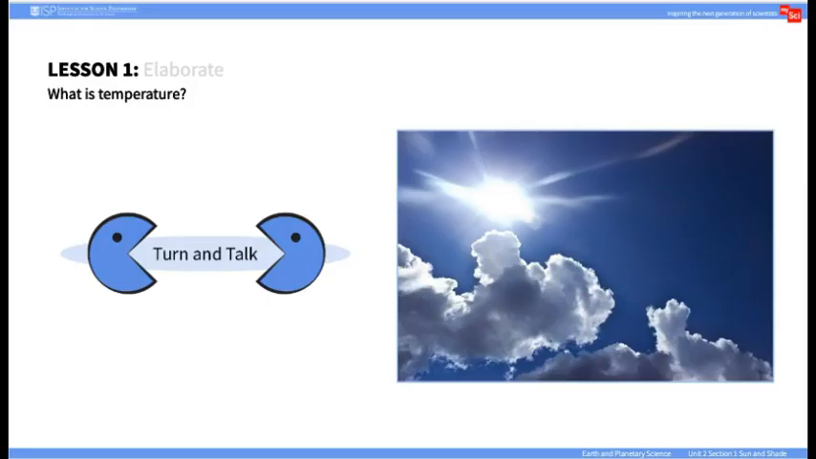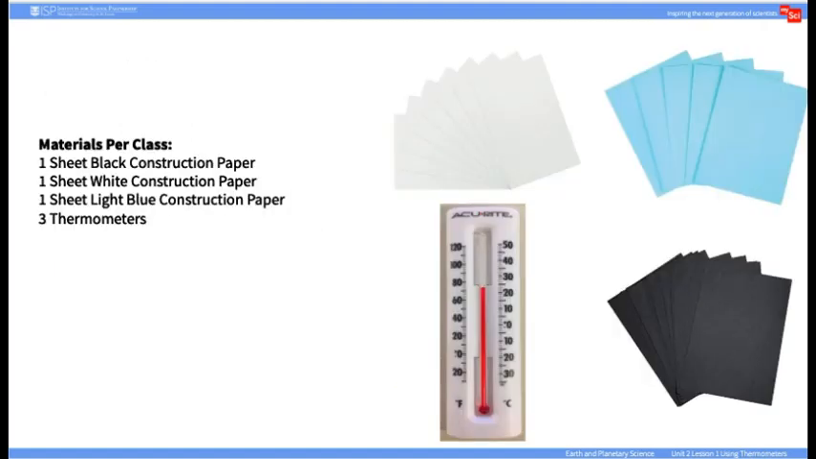In the Elaborate portion of this lesson, students will expand on their understanding of how the sun heats the earth by conducting an investigation to answer the question, do some materials heat faster than others? For this lab, students will gather 1 sheet each of black, white, and light blue construction paper and 3 thermometers. They will go outside to a sunny location and place 1 thermometer on the ground underneath each sheet of paper.